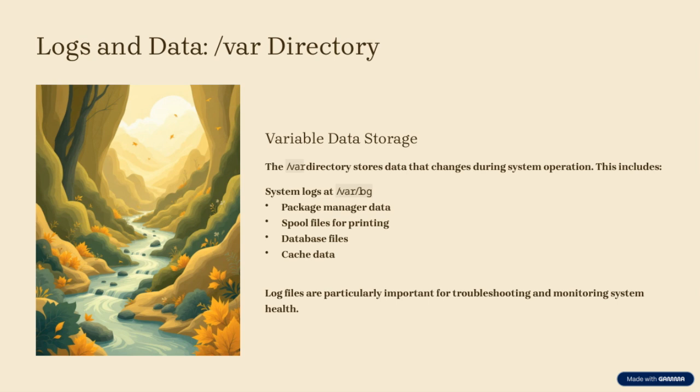Spool files for printing are stored in /var/spool, and they're useful if you need to troubleshoot print jobs. Database files stored in this directory can give insights into data management, and cached data helps speed up processes by temporarily storing information. Now, the /var directory itself is quite dynamic. It stores data that changes during system operation. This includes variable data storage, which is constantly updated.